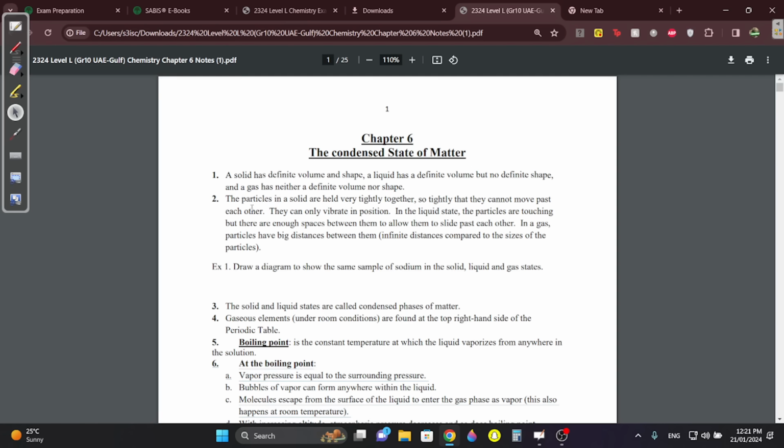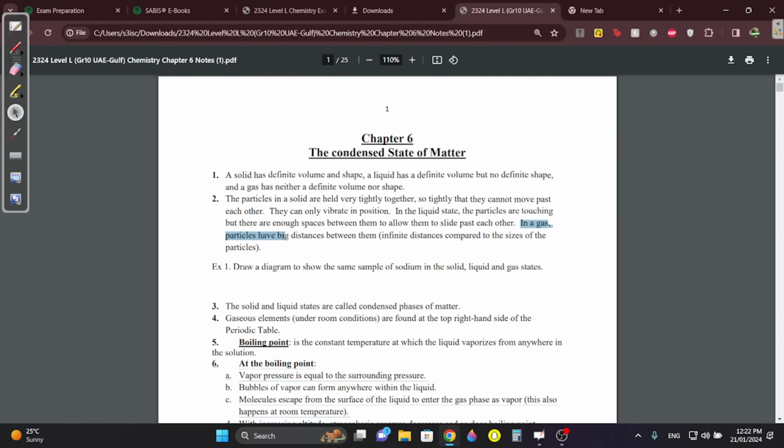The particles in a solid are very tight. They can only vibrate. They can't move, they can only vibrate. In the liquid state, the particles are touching, but there are enough spaces between them to allow them to slide past each other. That's why you can pour water, because the molecules of the liquid are sliding past each other.